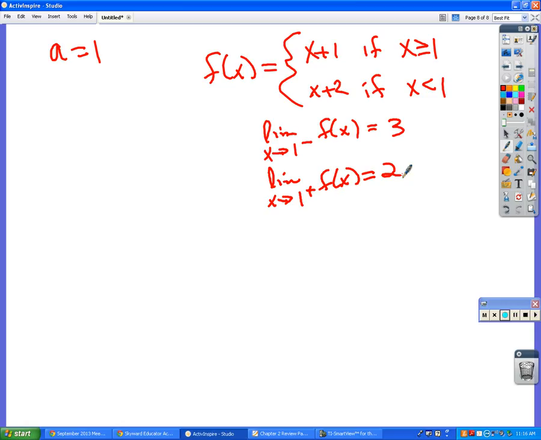So now if we can come up with a g of x that flips that around, so that when x approaches 1 from the positive side, it equals 3, and when x approaches 1 from the negative side, it equals 2. These two will add up to the same number, and our answer will be 5.